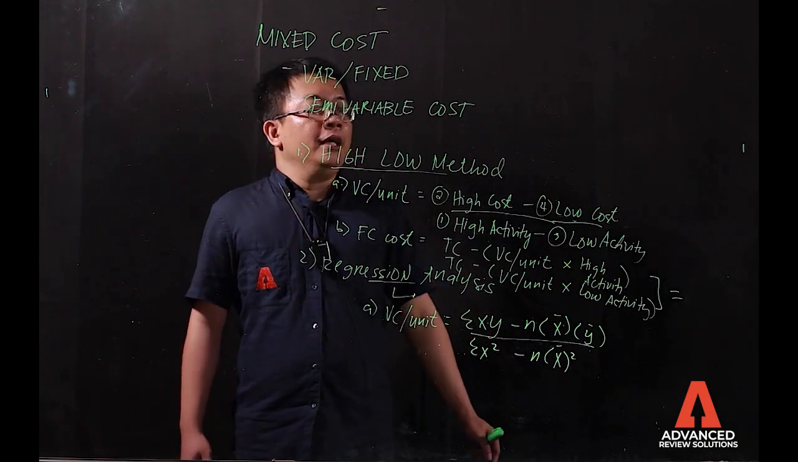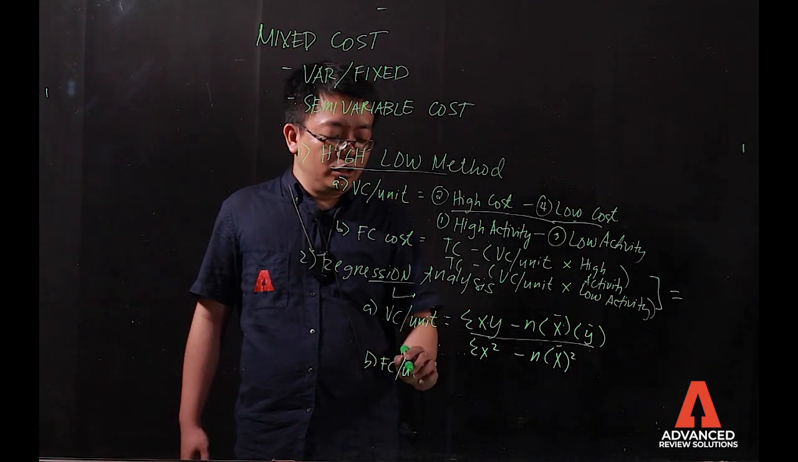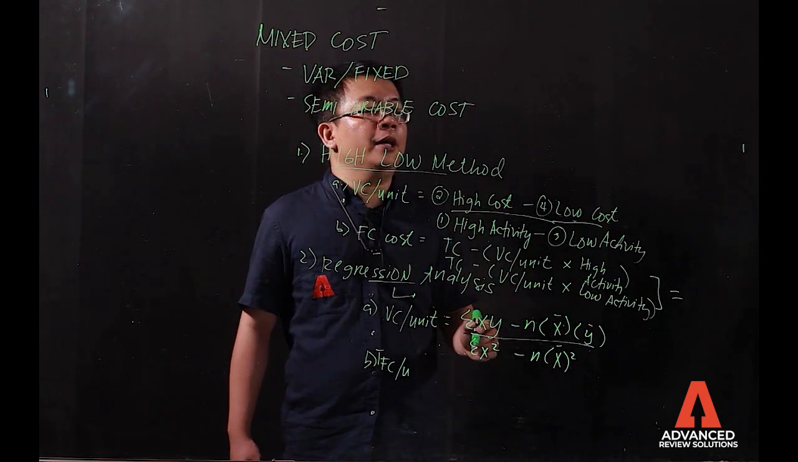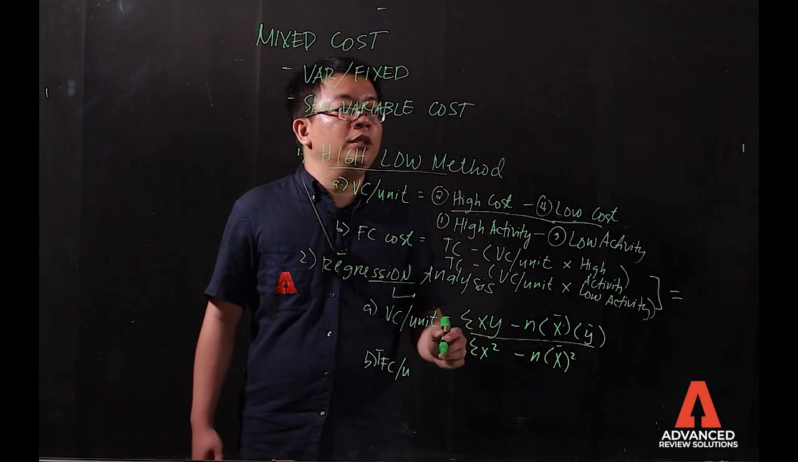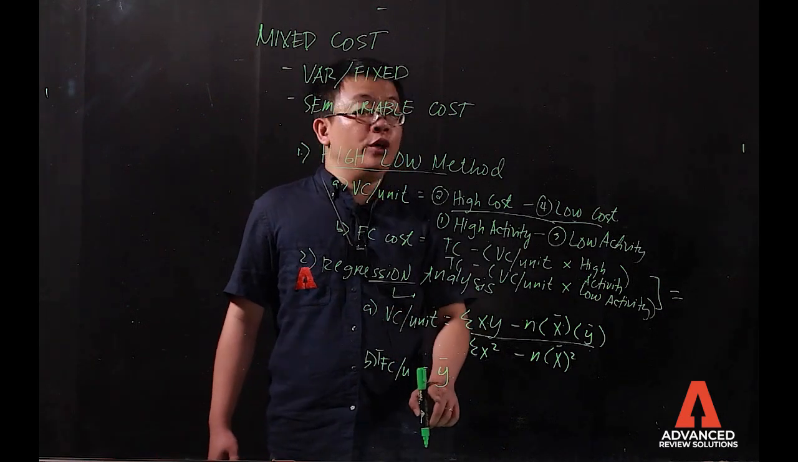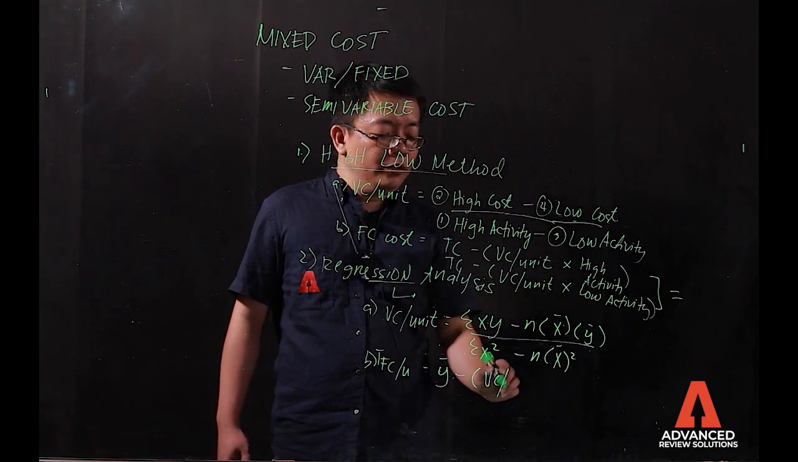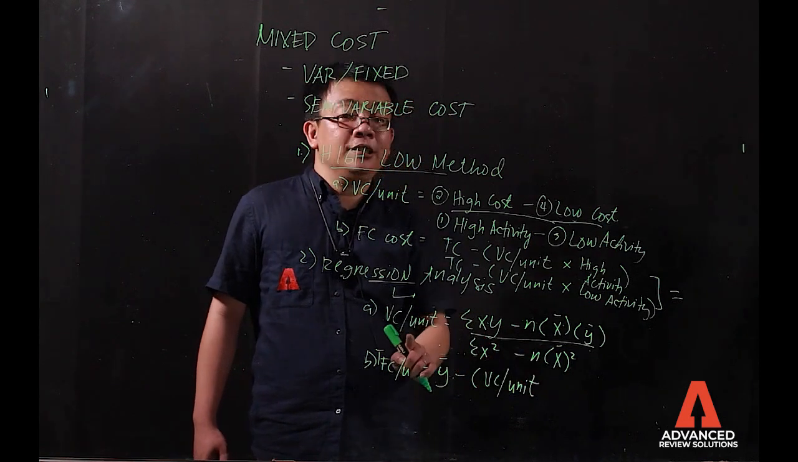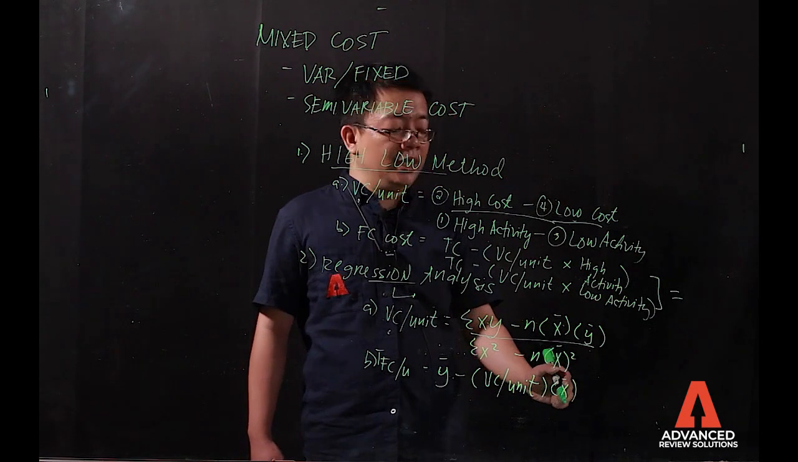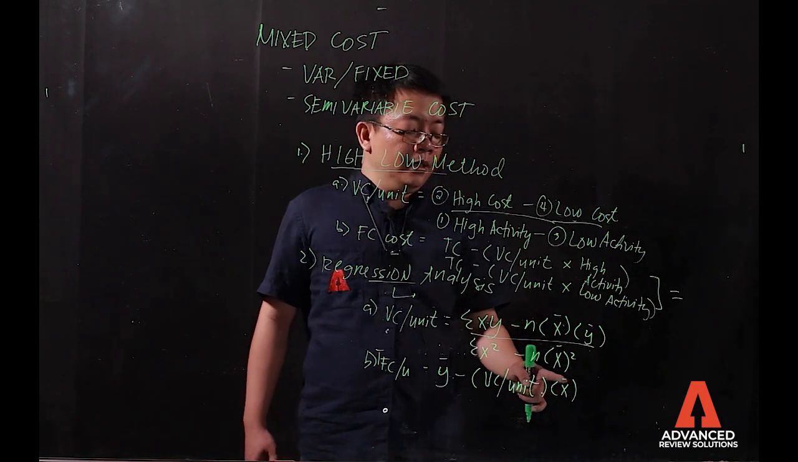After that, we also compute for your total fixed cost. How do we compute for your fixed cost? Fixed cost can be computed as the Y average, because Y is the cost, minus your variable cost per unit, where this comes from the earlier computation, multiplied by your X average, which is basically your activity average.